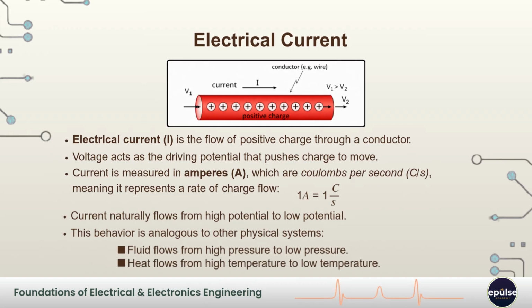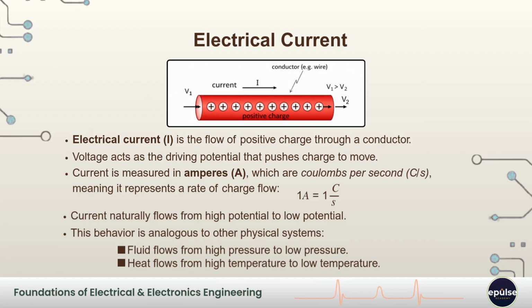Electrical current is the flow of positive charge through a conductor. In this case, voltage acts as the driving force that pushes charge to move. Current is measured in amperes, and 1 ampere equals 1 coulomb per second. That means current is the rate at which charge flows. So if 1 coulomb of charge passes through a wire every second, the current is 1 ampere.